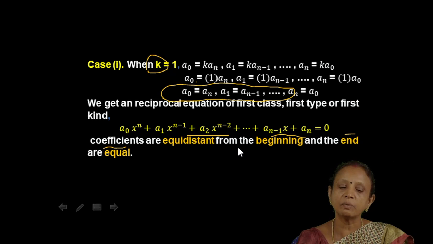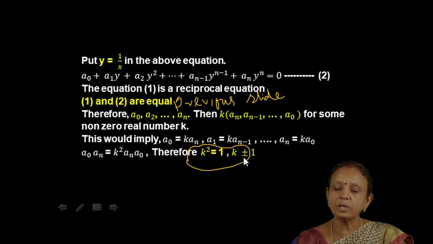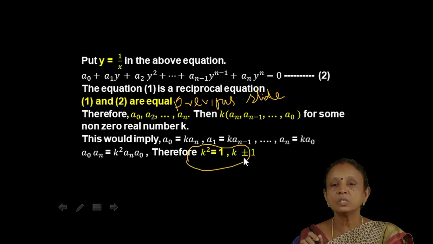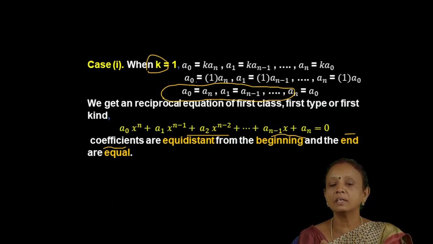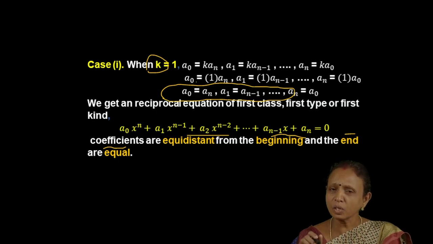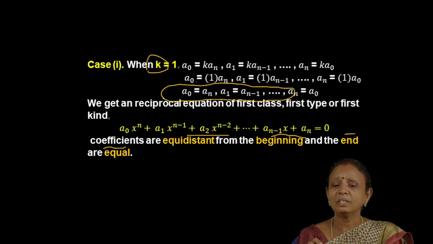Okay, so case 1, because we get two cases, that is k is plus or minus 1. So k is equal to plus 1 will provide you one case and k is equal to minus 1 will provide you another case. So first of all we start with k is equal to 1. So k is equal to 1, what are the coefficients, what is the position of the equations?